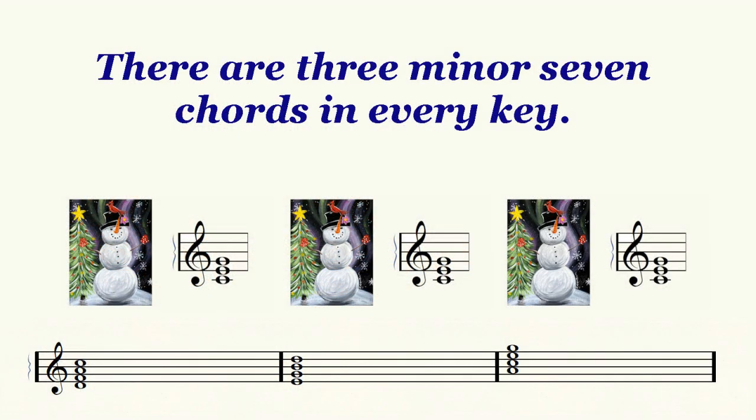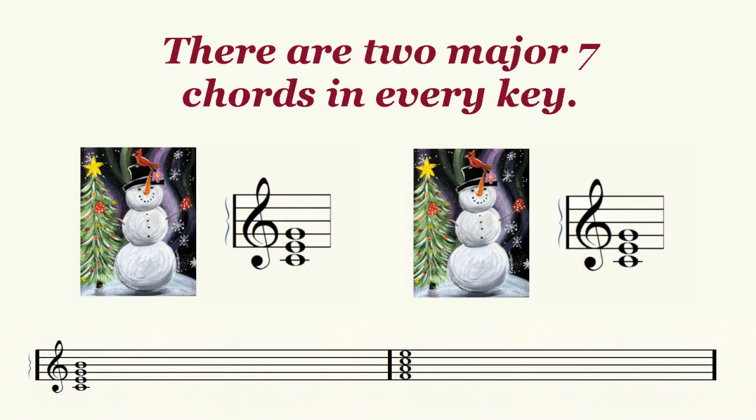It turns out that in every key there are 3 different minor 7 chords. For instance, in the key of C we have E minor 7, A minor 7, and D minor 7. Notice that these snowman chords are totally white. In the key of C there are 2 major 7 chords. We have F major 7 and C major 7. These snowman chords are also totally white.